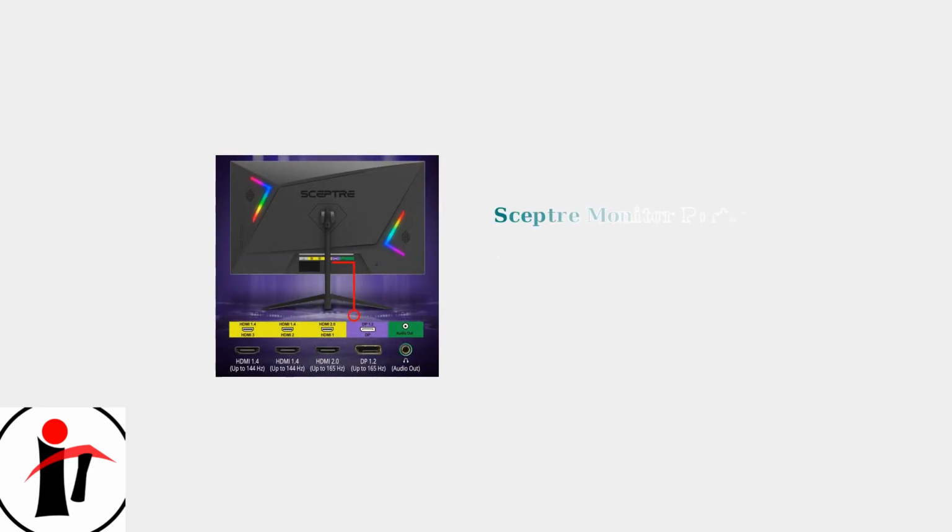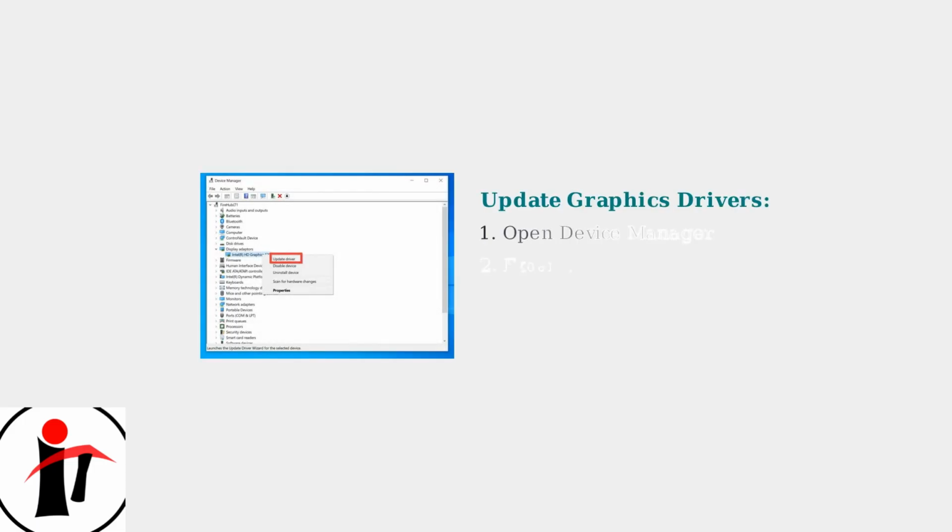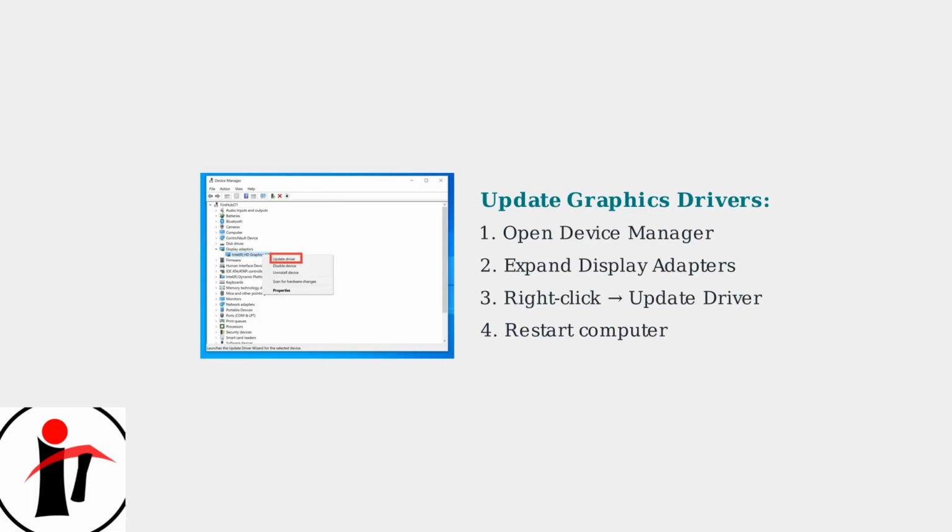Check your Sceptre monitor's available ports. Most models include HDMI 1.4, HDMI 2.0, and DisplayPort 1.2 connections. For the best 144Hz experience, use the DisplayPort connection when possible. Verify that your graphics card drivers are up to date. Outdated drivers can cause compatibility issues with Sceptre monitors and prevent proper 144Hz operation.